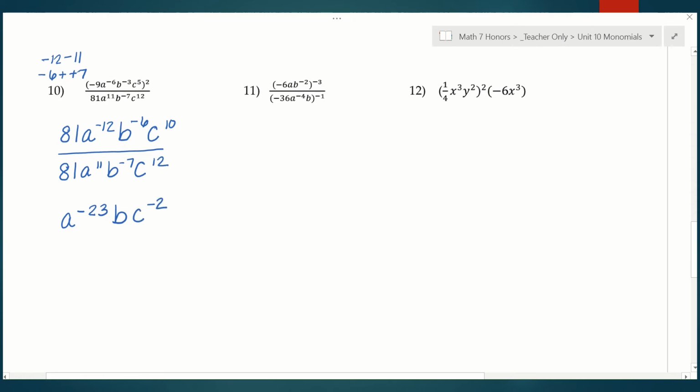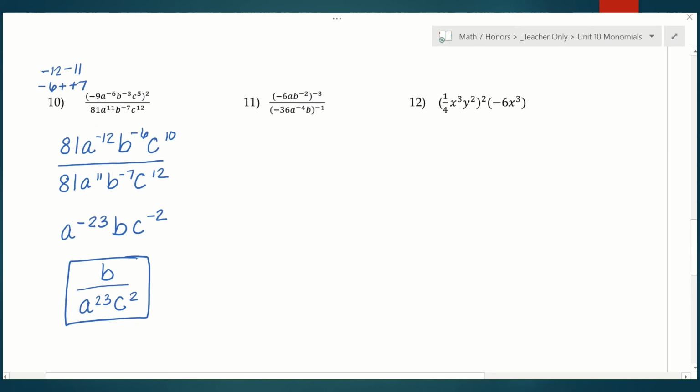So what I'm going to do now is I'm going to rewrite so that I have no negative exponents in my answer. So in the numerator, I just have a b, and in the denominator, I'm going to have a to the positive 23rd and c to the positive 2nd.